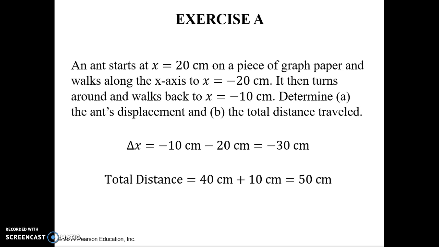Notice that the negative sign matters with displacement because it's a vector. The negative sign tells you that the arrowhead is pointing in the negative direction with a magnitude of 30. Whereas with distance, there is no one direction, just only magnitude of a total distance of 50 centimeters.